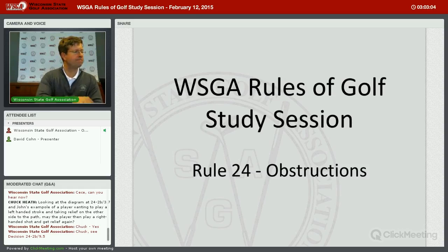Am I misinterpreting the exception? Does that mean if your ball comes to rest in a sand-filled divot, and it's embedded, that you're entitled to relief? It does. If your ball embeds in a sand-filled divot hole in the fairway, you are entitled to relief. But it has to embed. Yeah. It probably does a lot of the time.